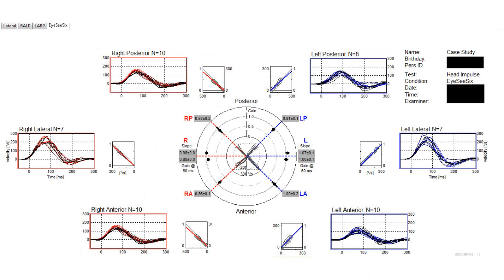Surrounding this gain polar plot are the raw data tracings for eye and head velocity. The traces display head movement and eye movement. Head movement traces are shown in red if they stimulate a right-sided canal, and in blue if they stimulate a left-sided canal. The eye movement tracings are then overlaid in black. You can use these traces to detect the presence of both overt and covert saccades. This is important as this information cannot be derived from the gain value itself.